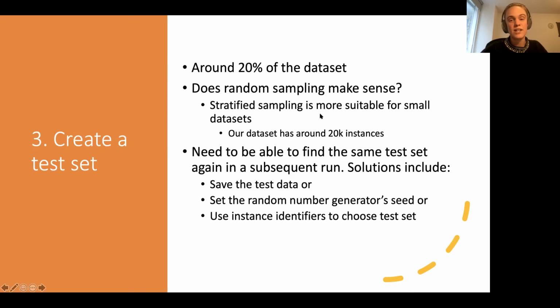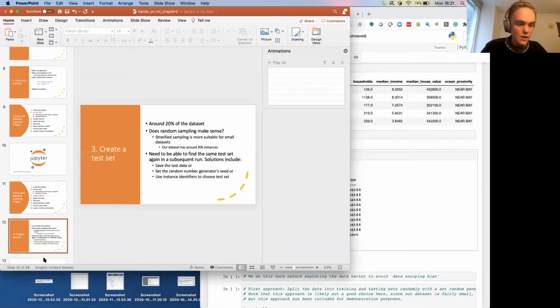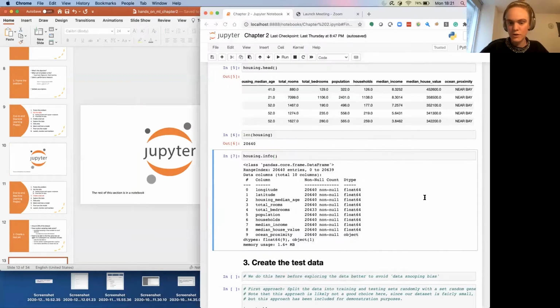Once we've decided to do stratified testing, another thing to keep in mind is that we need to be able to find the same test set again in subsequent runs. This is so that if we need to redo anything, we don't lose track of the test data set that we've set aside. He outlines a few different approaches that we can use for this. And now I think we go back to the notebook.